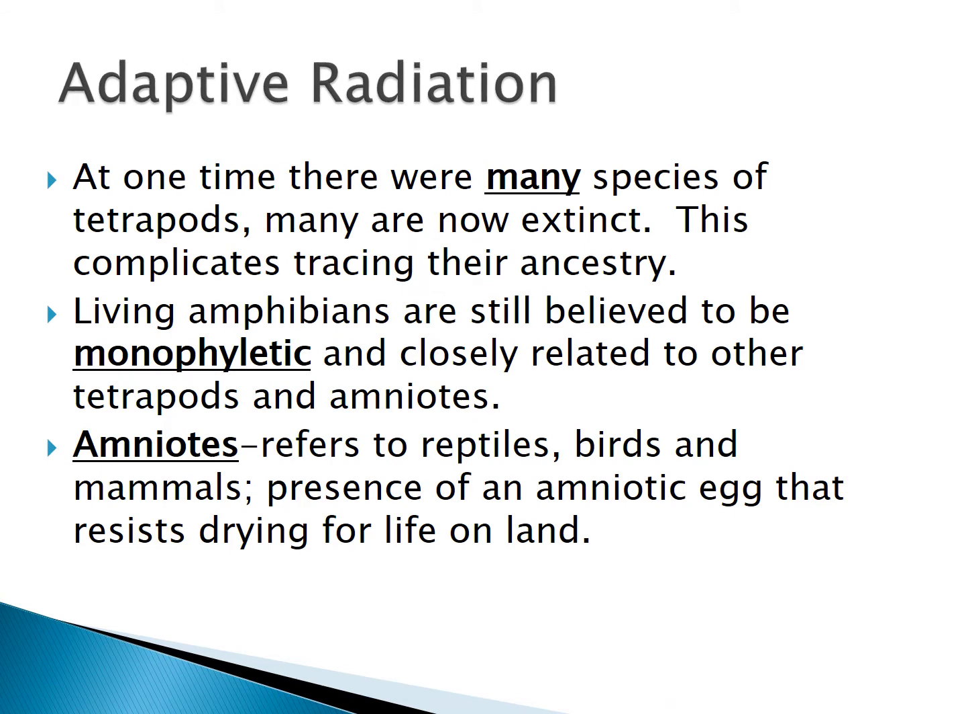So at one time there's a lot of species of tetrapods that are now extinct, and not all organisms that die become fossils. So it's kind of hard to trace the ancestry when you don't have all of those missing links. But they still think that amphibians are monophyletic, meaning they're very closely related to tetrapods and amniotes. And amniotes are going to be the animals like reptiles, birds, and mammals that produce an egg that has an amnion. That amnion layer just prevents drying out of the egg. So they are relating them very closely to all the other tetrapods. They just don't have all of the pieces to the puzzle.